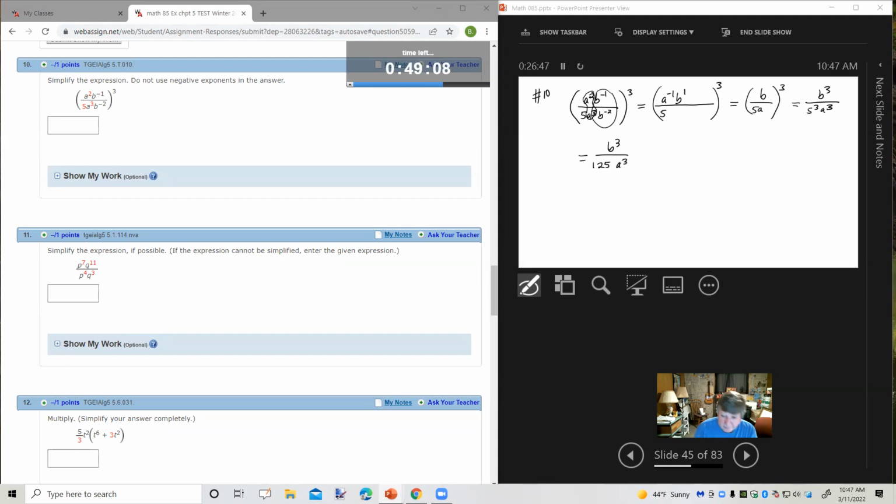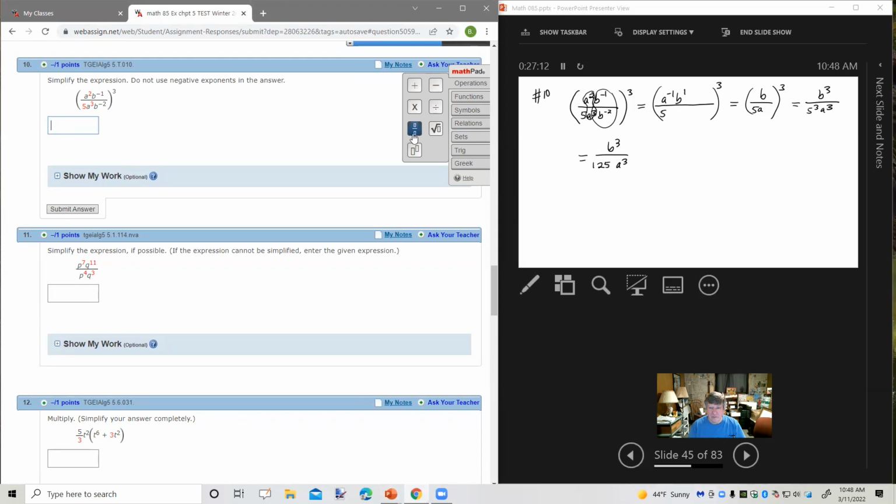And then I've got b cubed over 5 cubed a cubed, which is b cubed over 125 a cubed. Well, after that last typing mistake, I'm going to double check this really well here. Got it correct, typed correctly. That should be an a on the bottom. Cubed, cubed, cubed. Well, here's hoping.